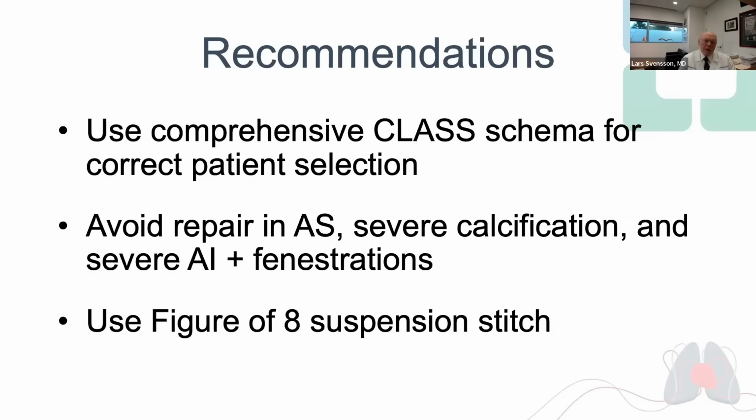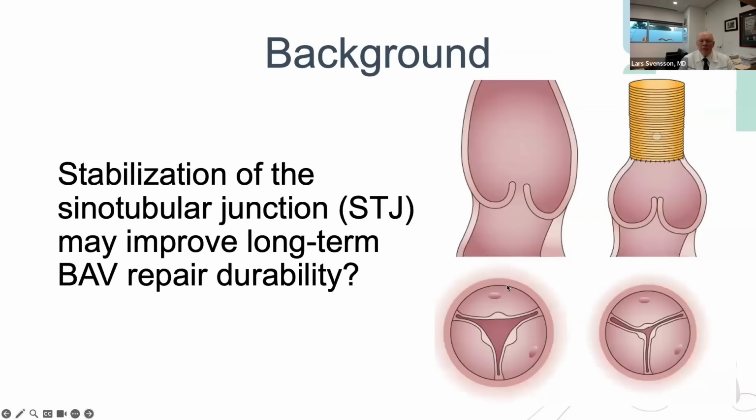So from a recommendation point of view, when it comes to repairs and talking to your surgeon, I recommend they follow the schema I mentioned. Avoid repair in patients with aortic valve stenosis and fenestrations, and the figure 8 stitch really makes the repair more durable. So one of the questions we had for patients who came to see us was, should we be more aggressive in replacing the ascending aorta above the aortic valve to improve the durability of repairs?